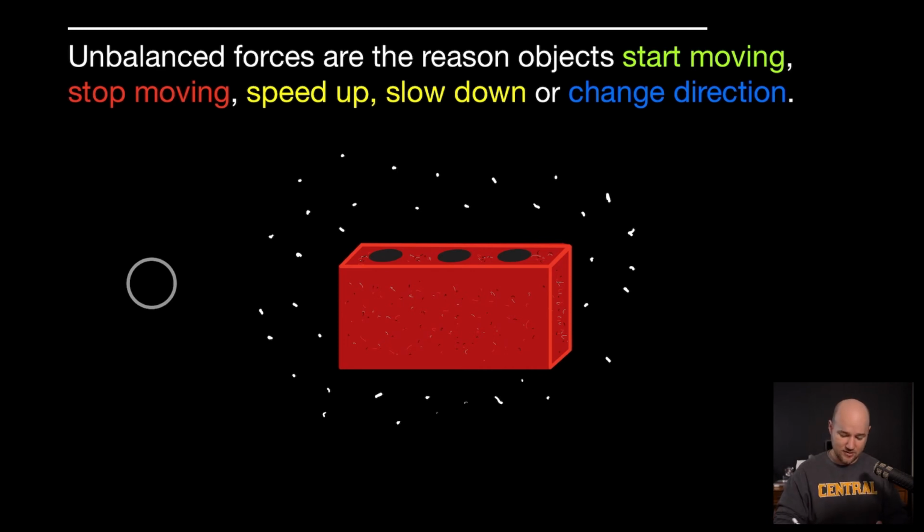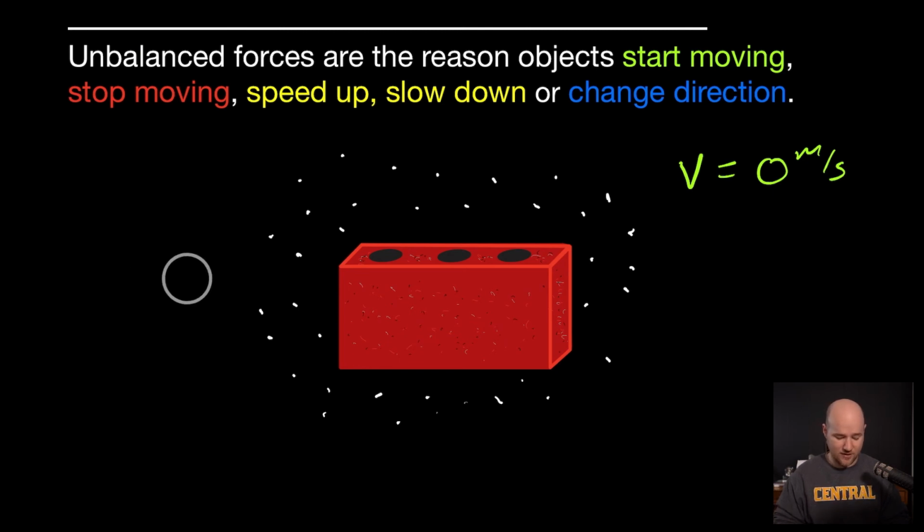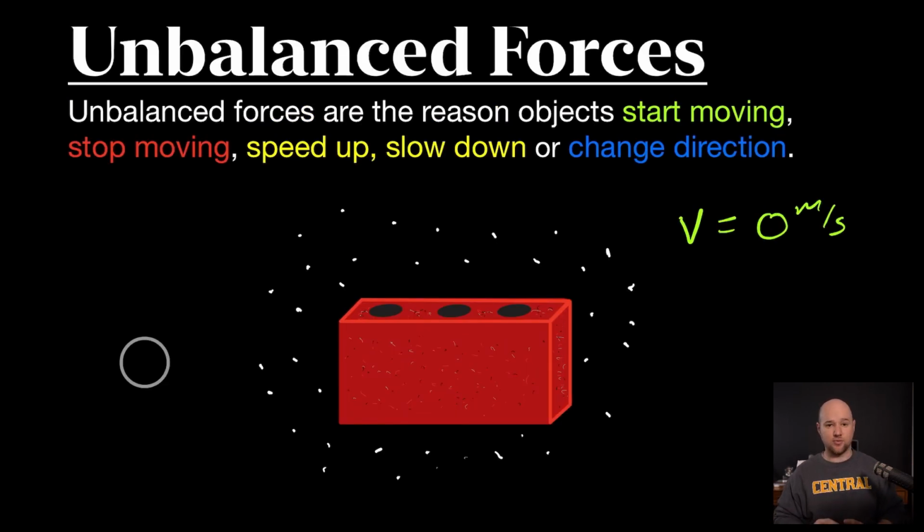Now let's start off and do a few examples with space brick here, and we're going to say that the velocity of this brick is 0 meters per second, so it's just sitting there. And over here is a very small meteorite, just kind of space debris floating around. Now, right now, this brick has no force on it. It is just floating out in the middle of space. There's no force of gravity. There's nothing acting on it. It's just there, existing.